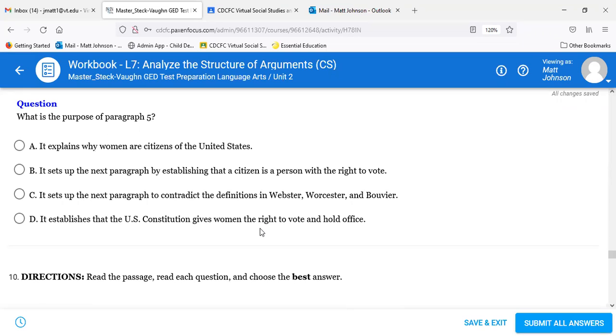Okay. What is the purpose of paragraph 5? A, it explains why women are citizens of the United States. B, it sets up the next paragraph by establishing that a citizen is a person with the right to vote. C, it sets up the next paragraph to contradict the definitions in Webster, Worcester, and Bouvier. D, it establishes the U.S. Constitution gives women the right to vote and hold office.